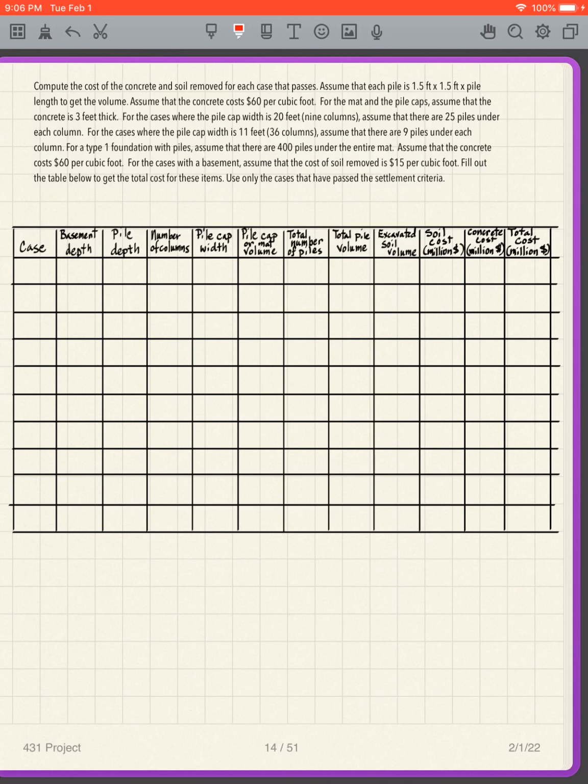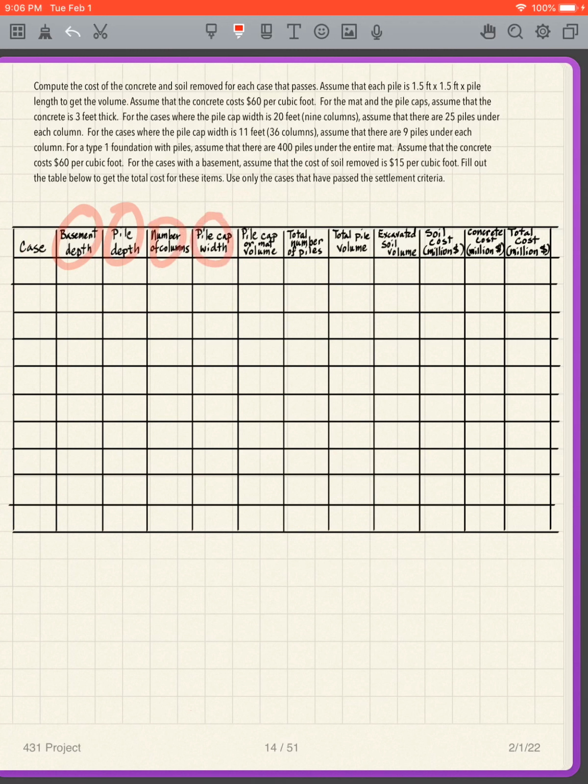You can read this in detail. This is self-explanatory, but I'll look at it. It says compute the cost of concrete and soil removed. So all I want you to do is figure out the concrete cost and the soil removed cost for each of these and try to get an idea of which one is the most cost efficient, but only consider the cases that pass, okay? So I've listed a number of these. You have to decide how many of these passed, but you list only the cases that pass, not all of them. And you summarize them: the basement depth, the pile depth, the number of columns, the pile cap width.